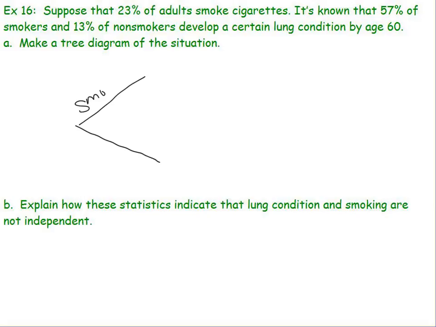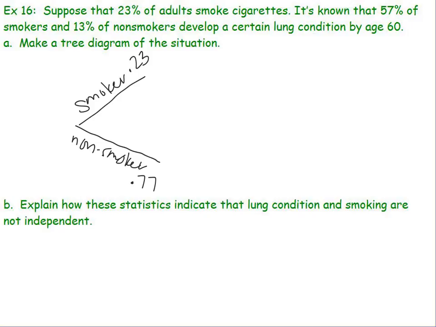Either they are a smoker or they are a non-smoker. So we see that 23% of adults smoke cigarettes. So there's your smoker percentage, 0.23. Well, if smokers and non-smokers add up to 100, 100 minus 23 is 0.77. So that's the first option. You have 2 options, either you smoke or you don't smoke.